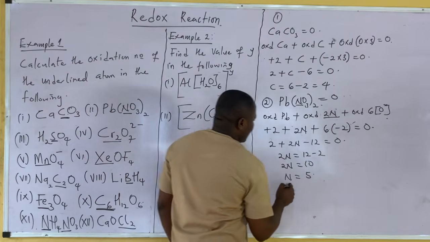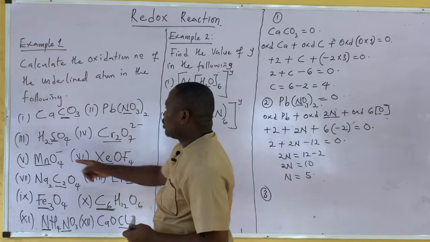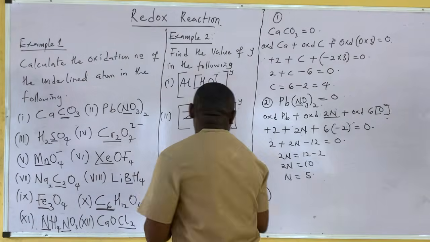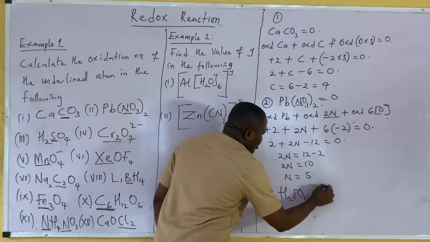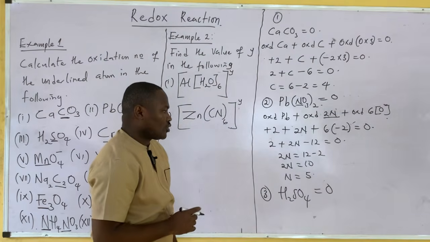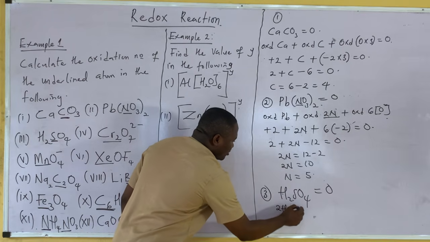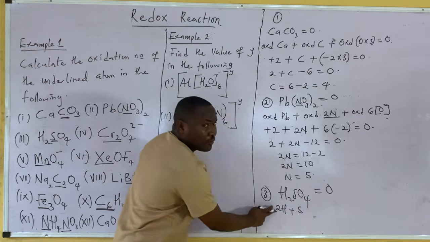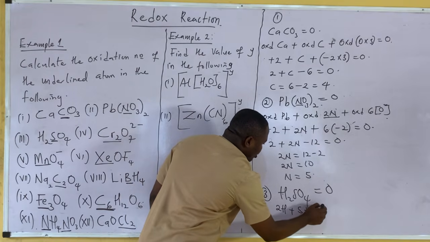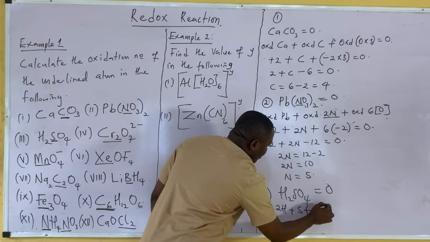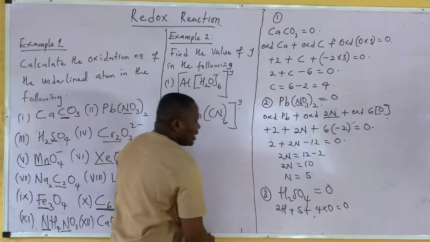Take note of this. Let's see number 3. Question number 3 says oxidation number of X in H2SO4. So now I have H2SO4. What's the oxidation number? Sum of everything will equal 0. So now how do I have it? 2H, that's oxidation number of H, plus oxidation number of sulfur. That's X plus oxidation number of 4 times O, everything equals 0.